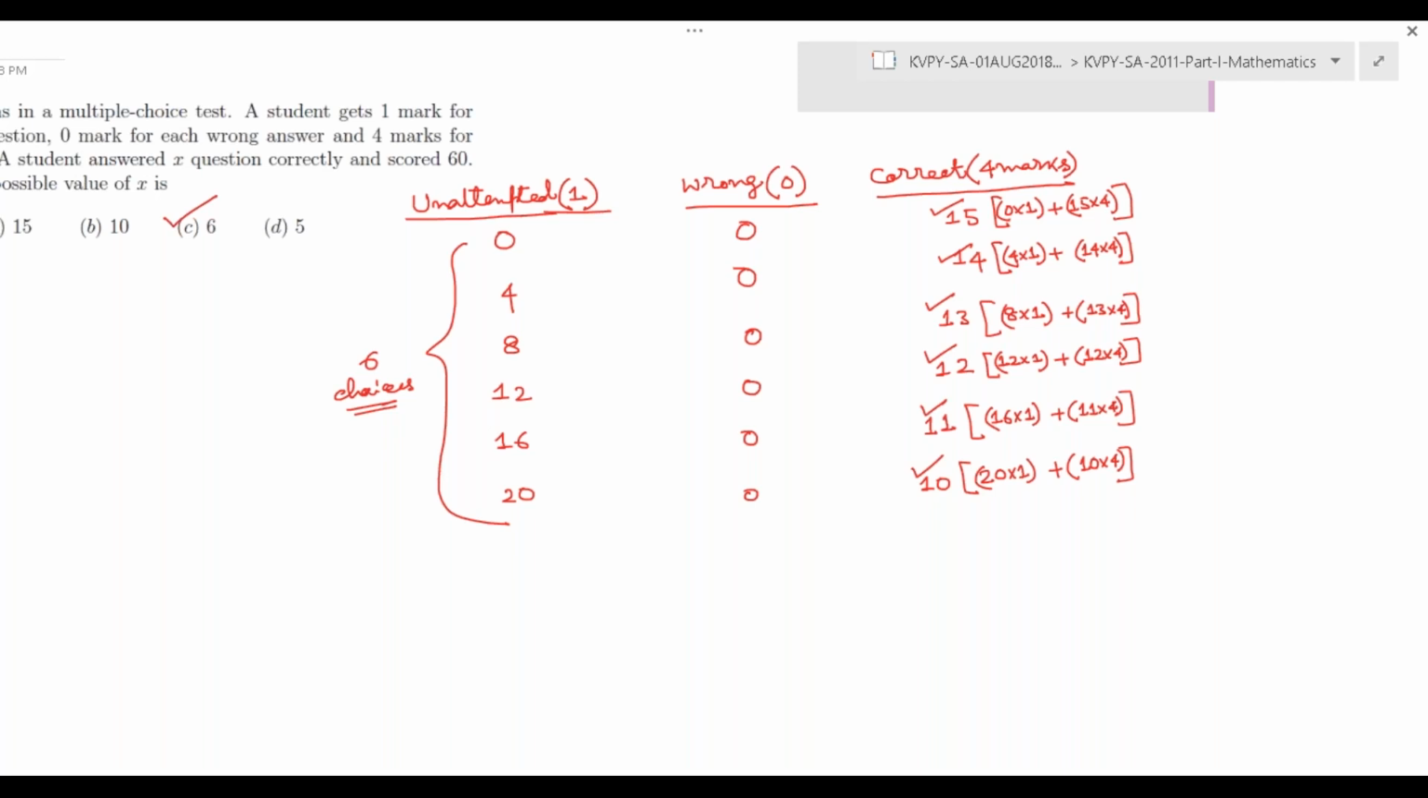Suppose if you make it more than 15, then how much will be your unattempted? It has to be 0. As unattempted has to be 0 for 15 correct questions, then we cannot go beyond that, as any other question would be wrong, isn't it? Yes, sir. Similarly, it cannot go below 10, right?